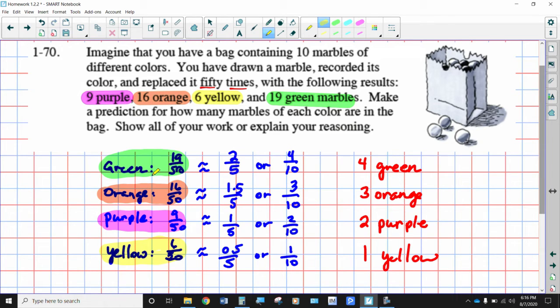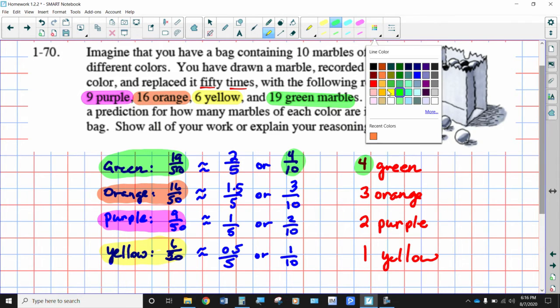So if we were to simplify these, kind of round these numbers off, 19 out of 50 is kind of like 20 out of 50, which would be 2/5 or 4/10. So we're going to go with the fact that this ratio is closest to 19 out of 50. So we're going to assume that there are 4 greens in there. Now, is that absolutely certain? No, it's not. But based on 50 trials, 50 times pulling those out, it comes pretty close to 40% of the time you're getting a green. So 40% of 10 would be 4.